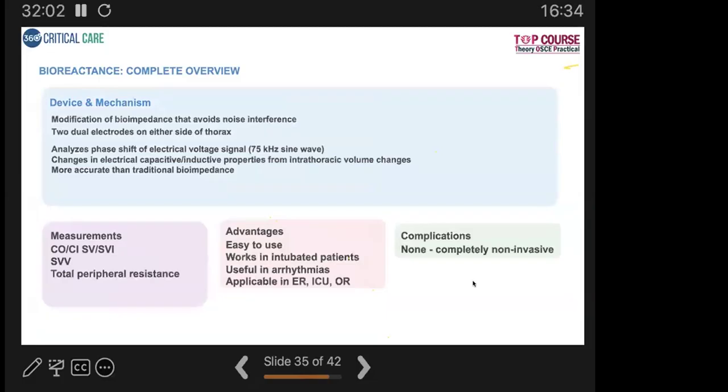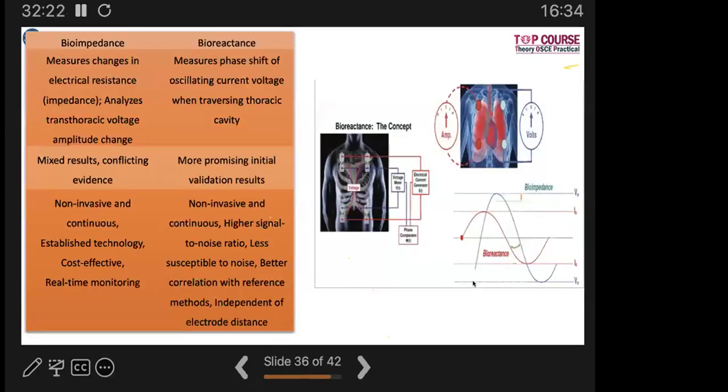Coming on to bioreactance, it analyzes the phase shift of the electrical voltage signal, where changes in the electrical capacitive and inductive properties come from the intrathoracic volume changes. It is more accurate than the traditional bioimpedance. It is easy to use, it can be useful in arrhythmic patients, and it is applicable in ER, ICU, and OR.